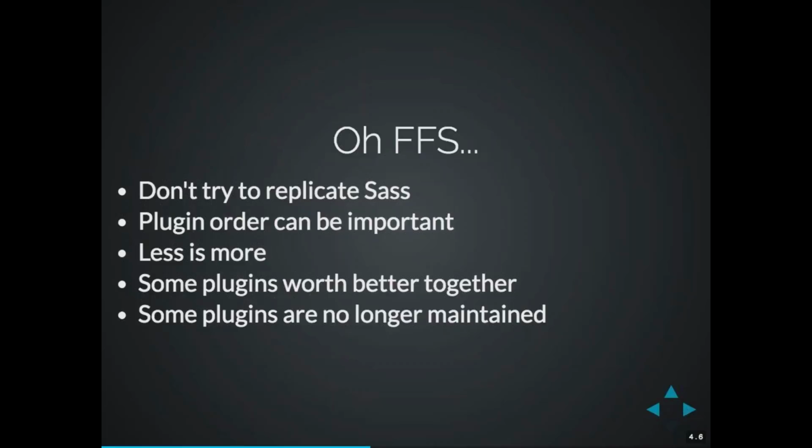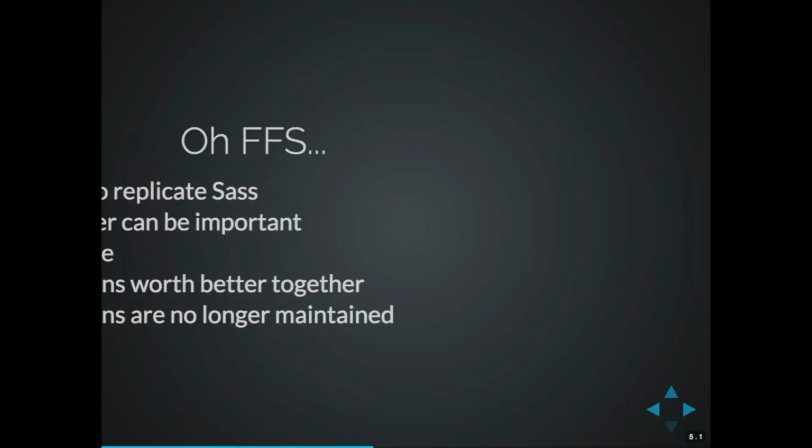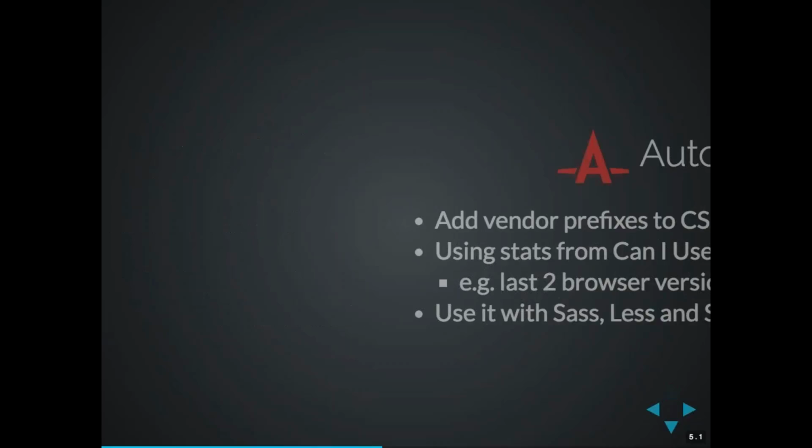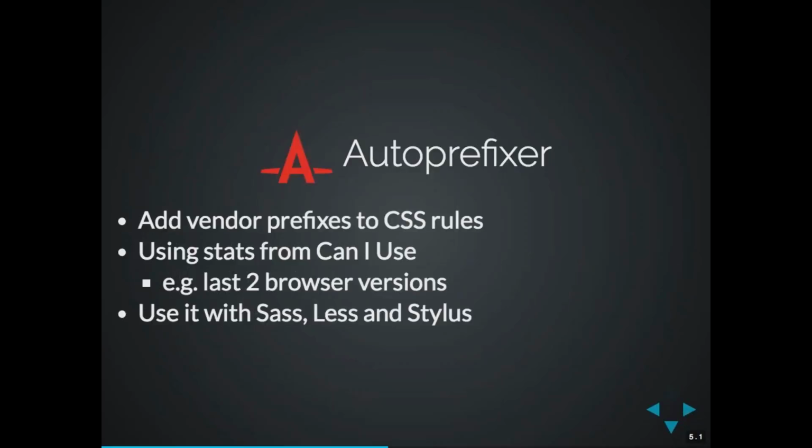So yeah, the plugin order can be important. Some plugins are better together, and some are no longer maintained. There's hundreds of them, so people build them and then don't maintain them. So that's important. The big ones, I think you can actually use with Sass now. You might already be using it. It's Autoprefixer, so that'll handle vendor prefixes, so you can add and remove ones as they're needed.